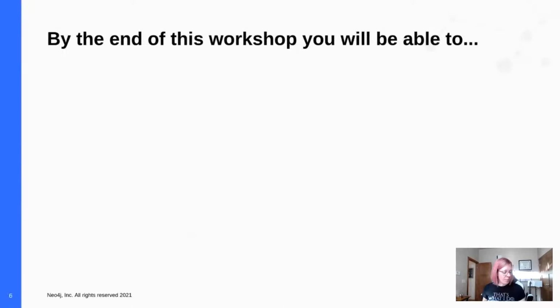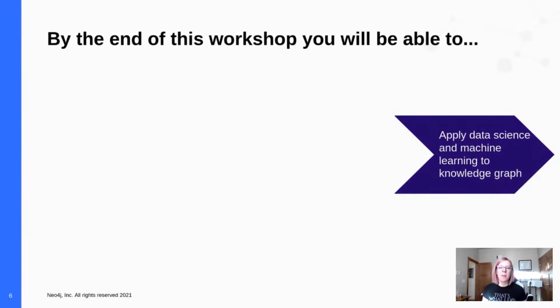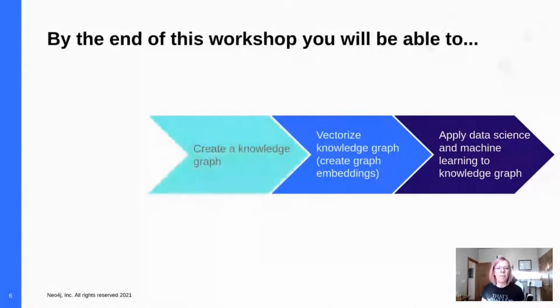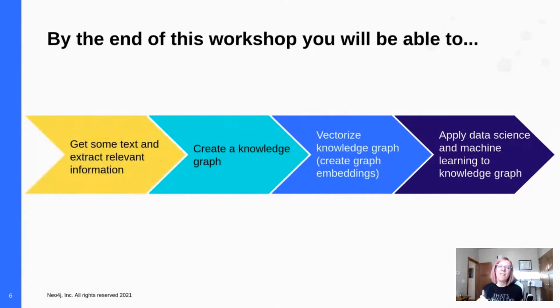By the end of this workshop, you're going to be able to apply data science and machine learning to a knowledge graph. But in order for that to happen, I'm going to use these terms, and I'm going to explain them a little bit down the road. We have to vectorize our knowledge graph. That's the process of turning a graph into math, and that happens through graph embeddings. But of course, we have to have a knowledge graph to start with. So we're going to create a knowledge graph, but we have to first get some relevant text.